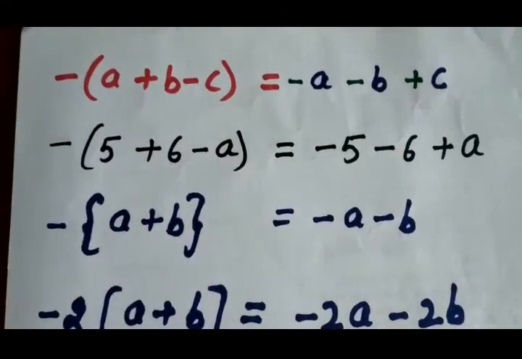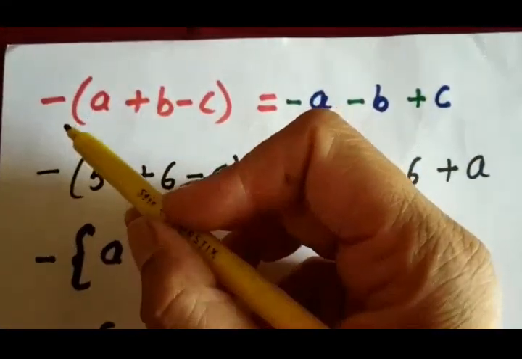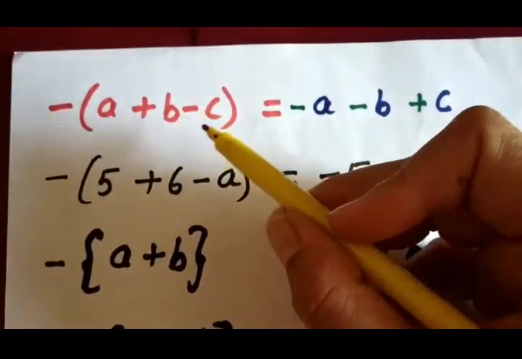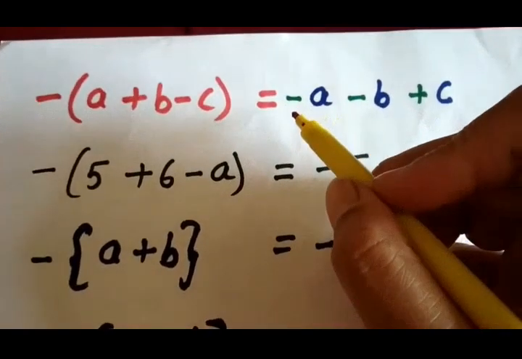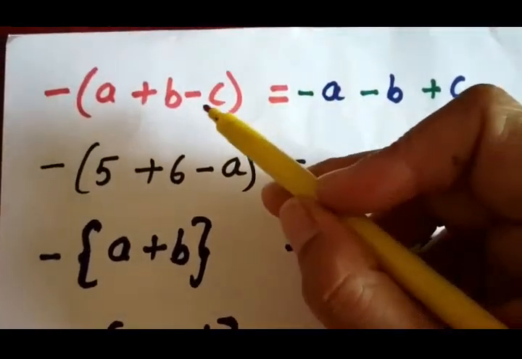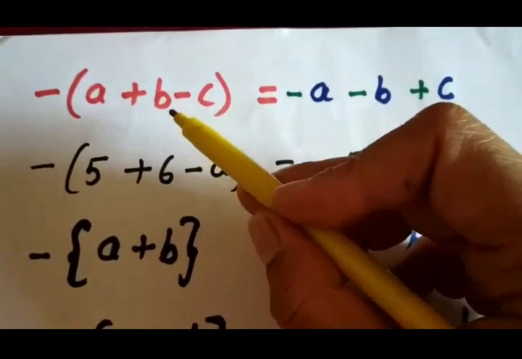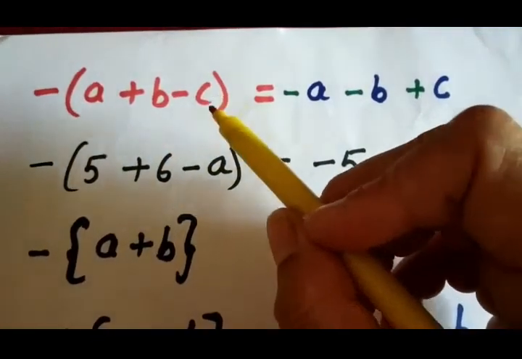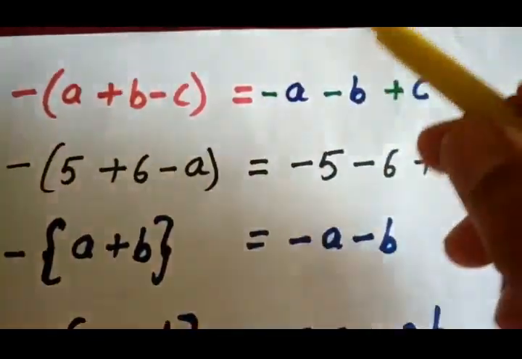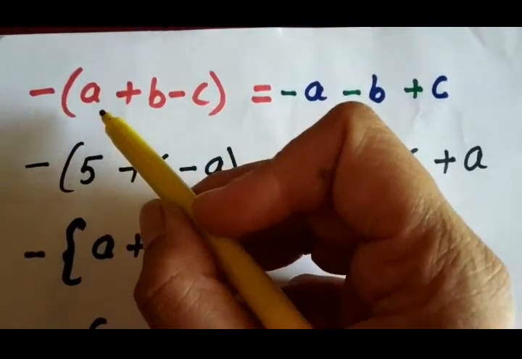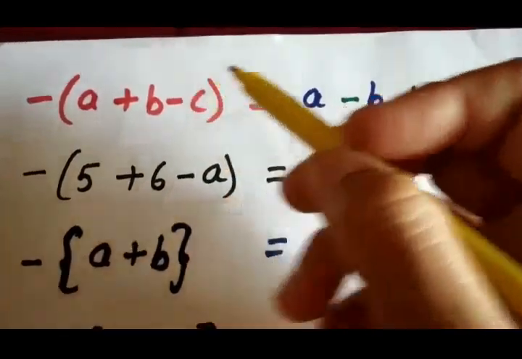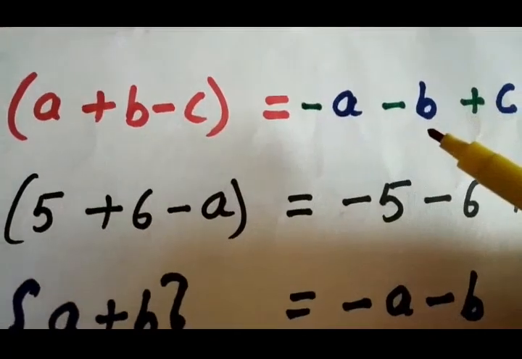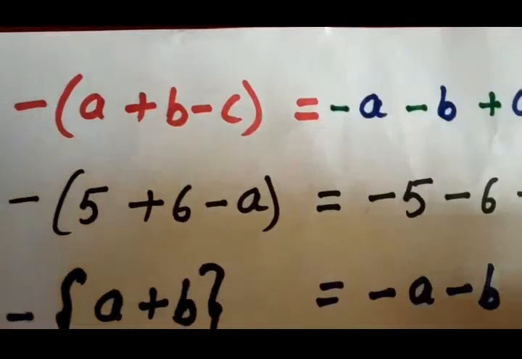Now next one, if there is a negative sign outside the bracket, then that negative sign will get multiplied with all the terms inside the bracket. The signs of all the terms inside the bracket will get changed. If there is a plus sign, plus will become negative. If there is a negative sign, negative will become positive. See, when we multiply this negative sign inside the bracket, what we will get? Minus a. A has a plus sign here, then minus b, then minus c.